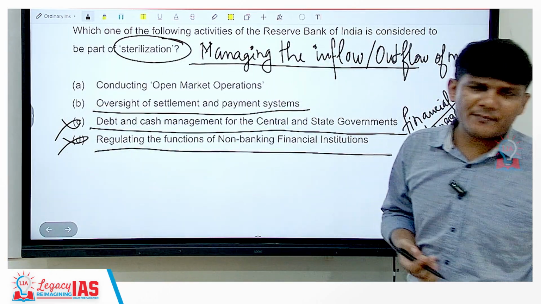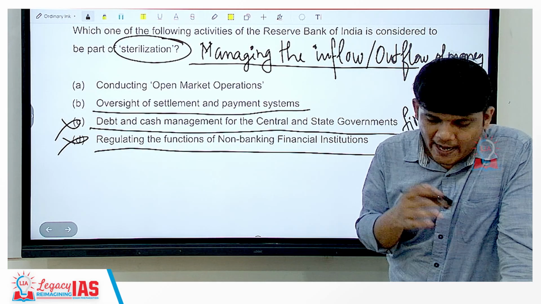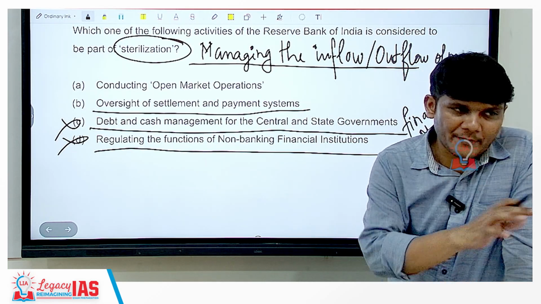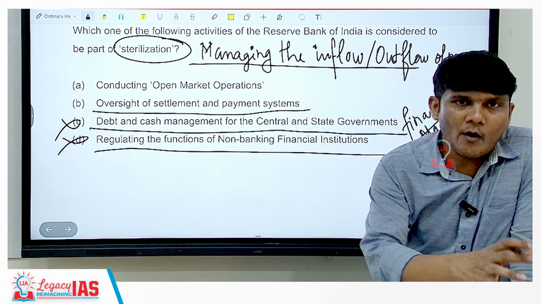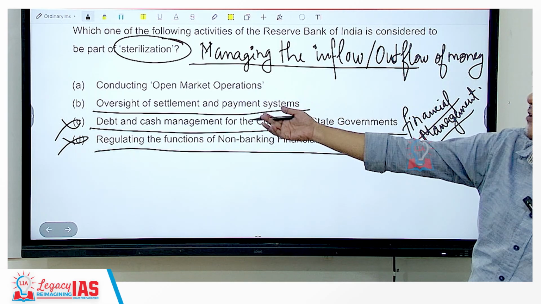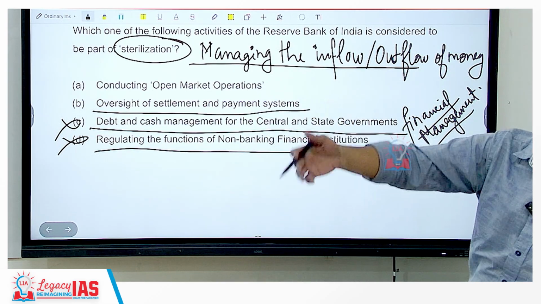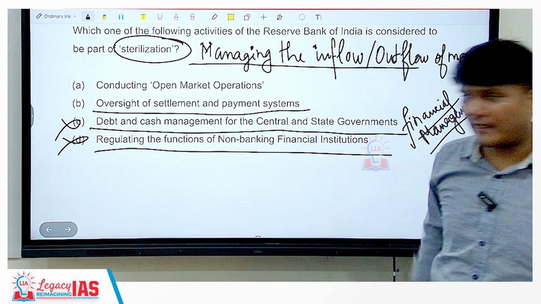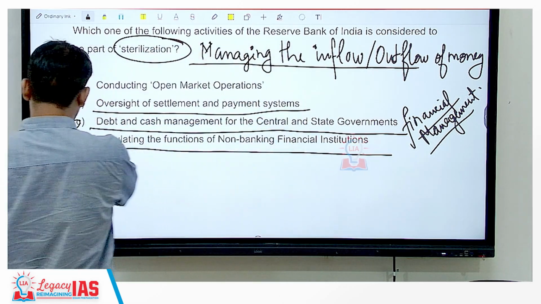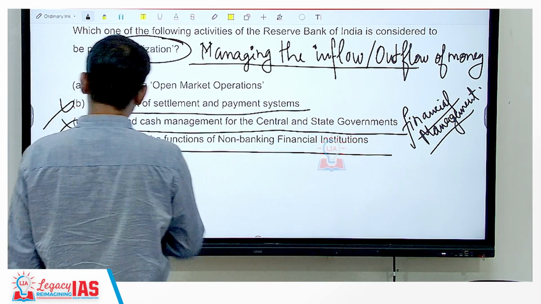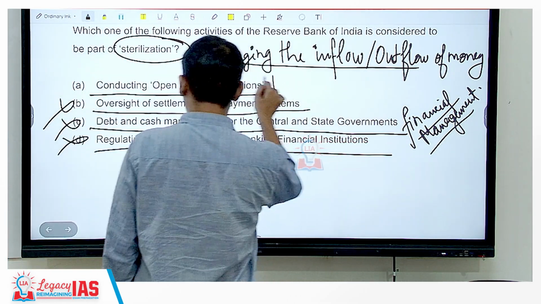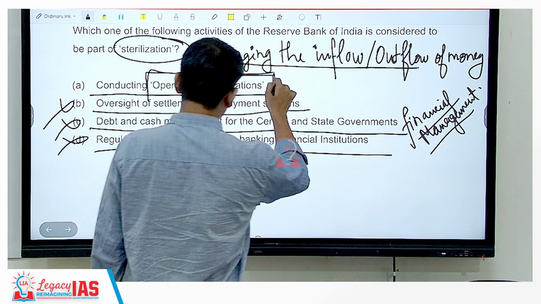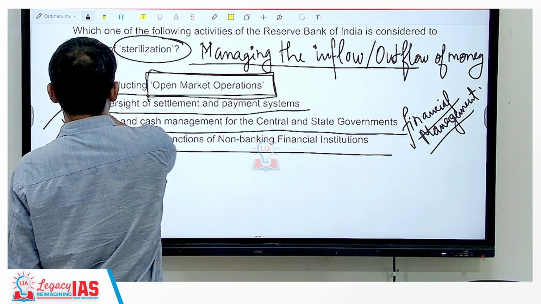What is settlement and payment system? Whenever I pay through UPI, net banking, the payment gets settled. Now having an oversight on that is nothing but an oversight or regulation or monitoring operation, which is again not related to sterilization. So this is also wrong. Now there is only the last option, conducting open market operations. Yes, this, guys, is sterilization.